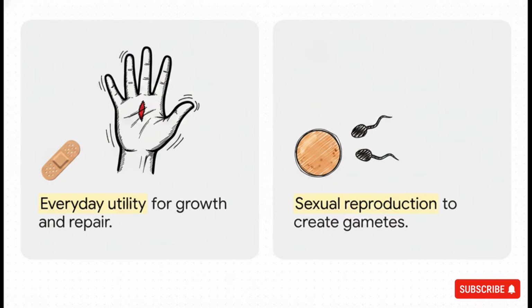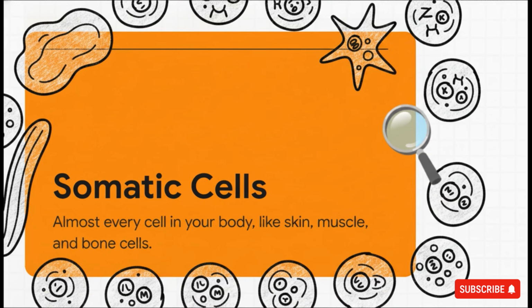On the other side, meiosis has one singular, incredibly specialized job: sexual reproduction. Its entire existence is dedicated to creating gametes, sperm and egg cells. And because their purposes are so wildly different, they set up shop in entirely different types of cells. Mitosis is the absolute workhorse of the body, and it takes place in what we call somatic cells. Think of the root word soma, meaning body. This means almost every single cell you can possibly think of. Your skin cells, your muscle cells, your bone cells.